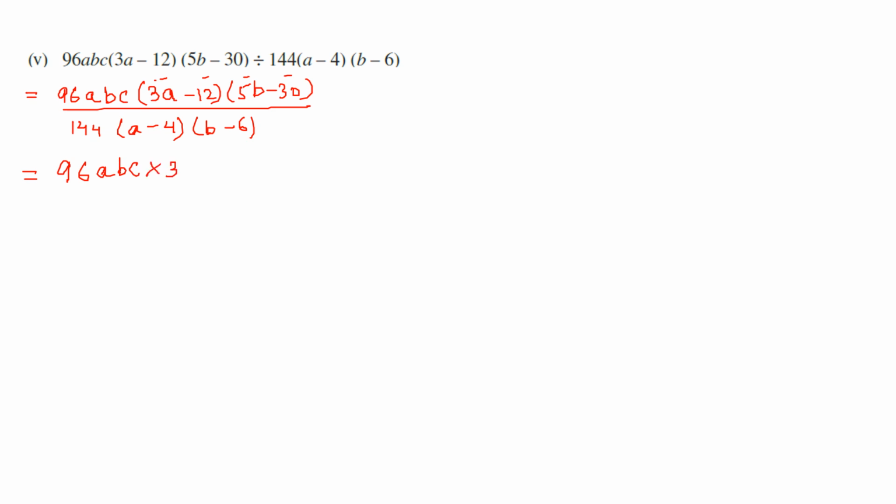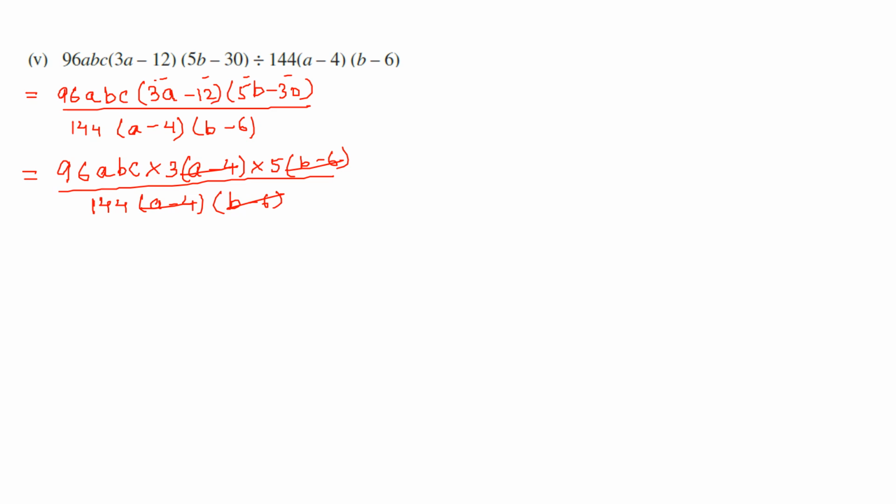Here I am taking 3 common. So I will be left with A minus 4, because 3 times A is 3A, minus 3 into 4 is 12. Then I am going to take 5 common, so it will be B minus 6, divided by 144 times A minus 4 into B minus 6. So I can reduce B minus 6 and A minus 4, isn't it?